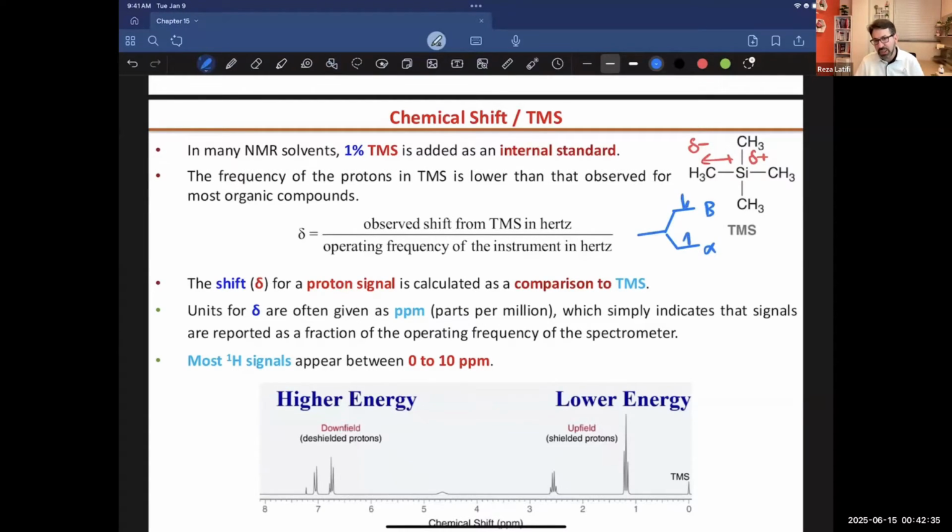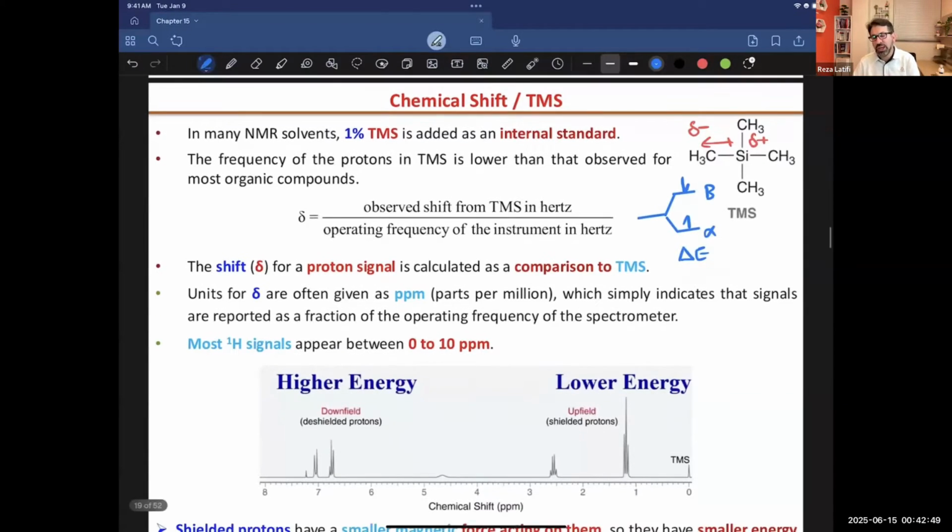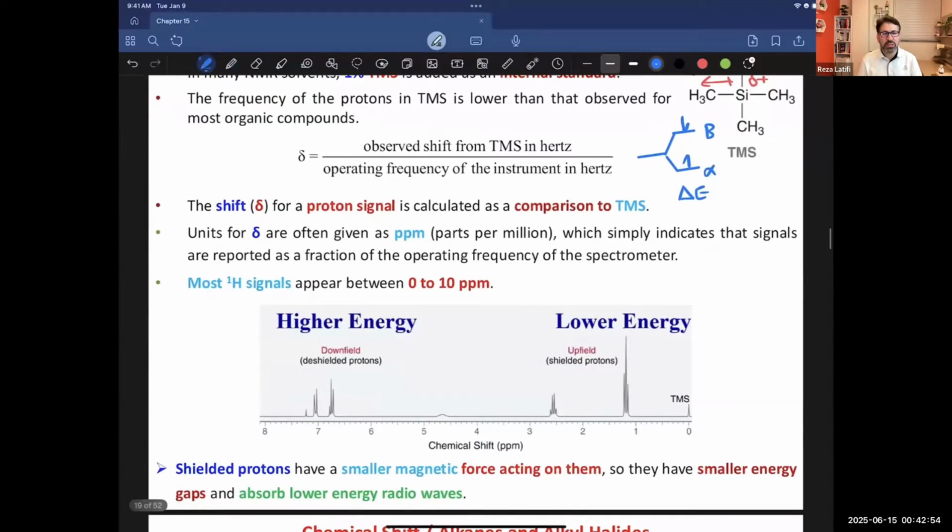If the gap between alpha and beta spin state is small, in that case we need a small amount of energy to flip the spin. So we don't need to apply a really high radio frequency to flip the spin. How do we calculate delta? As you see, we take the observed shift from TMS in hertz, and we divide it by the frequency of the machine, and that's going to give us the chemical shift.